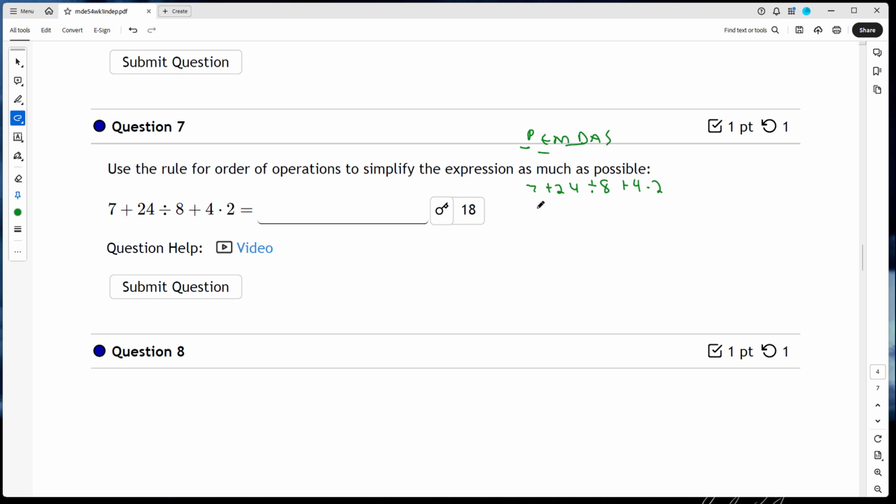Okay. So I'll have 7 plus 24 divided by 8 is 3, plus 4 times 2, which is 8. Addition and subtraction from left to right. 7 plus 3 is 10. And 10 plus 8 is 18. There's the answer there.